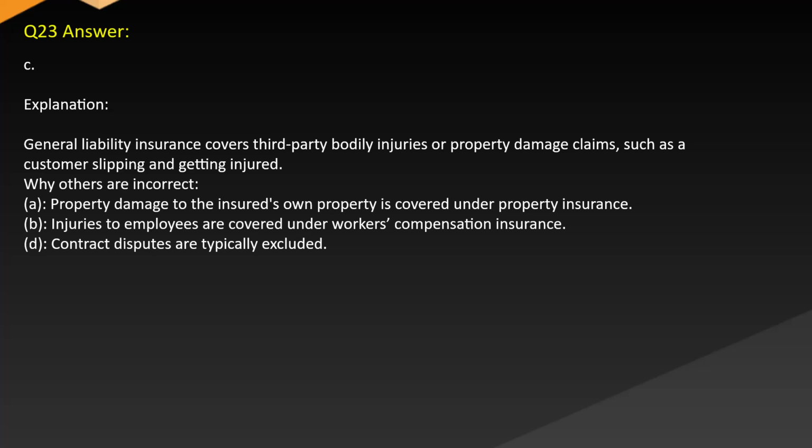Answer: C. Explanation. General liability insurance covers third-party bodily injuries or property damage claims, such as a customer slipping and getting injured. Why others are incorrect: A. Property damage to the insured's own property is covered under property insurance. B. Injuries to employees are covered under workers' compensation insurance. D. Contract disputes are typically excluded.